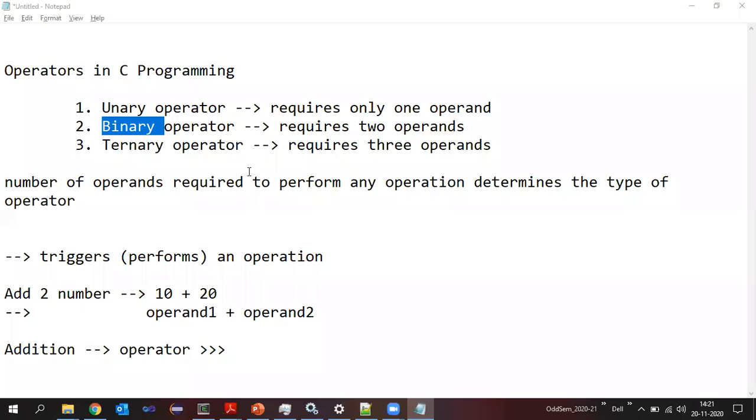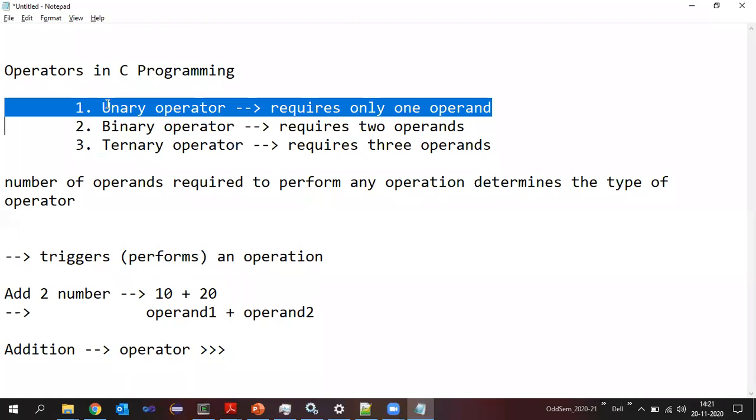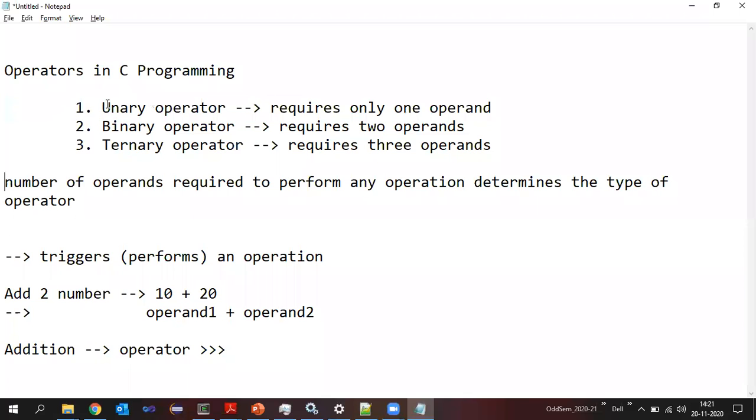Fine, good, very good. Now, here we are going to study in detail the unary operator, binary operator, and ternary operator. For simplicity, in today's session, I will start with the binary operator because you will learn about it very fast, and then I will switch to the unary operator in the next session.